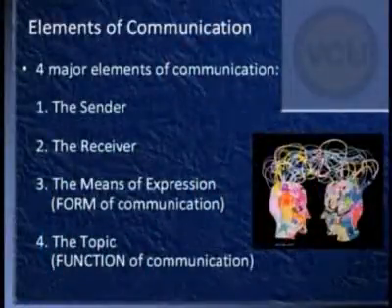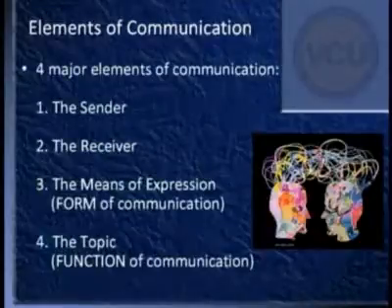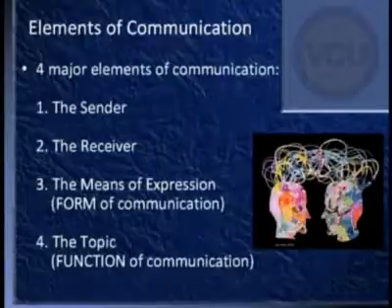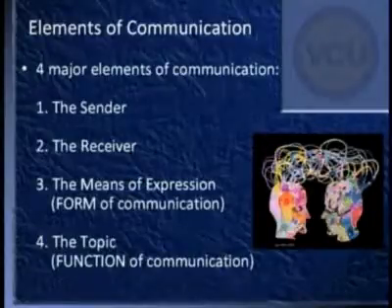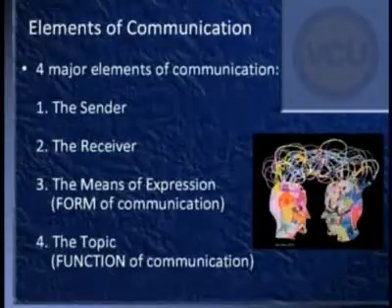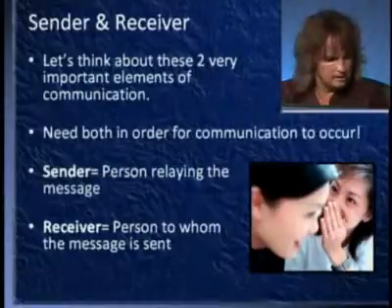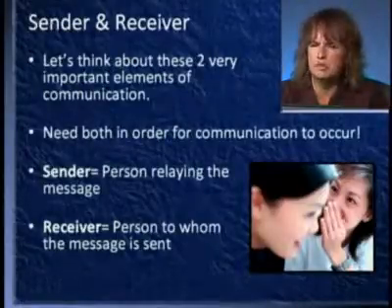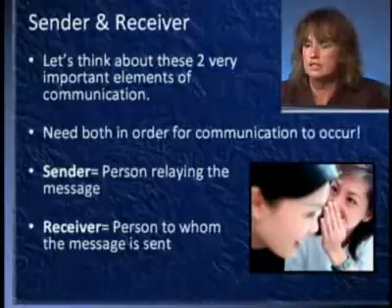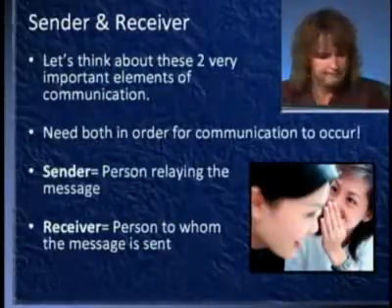These are the 4 major elements of communication. When you think about the concepts of communication, the sender is relaying the message, the receiver is the person receiving the message, the form of communication is the behavior that's being used to communicate, and the function is the purpose, why communication is happening. The sender and receiver are really the most essential pieces to communication. Without a sender and without a receiver, communication just can't happen.